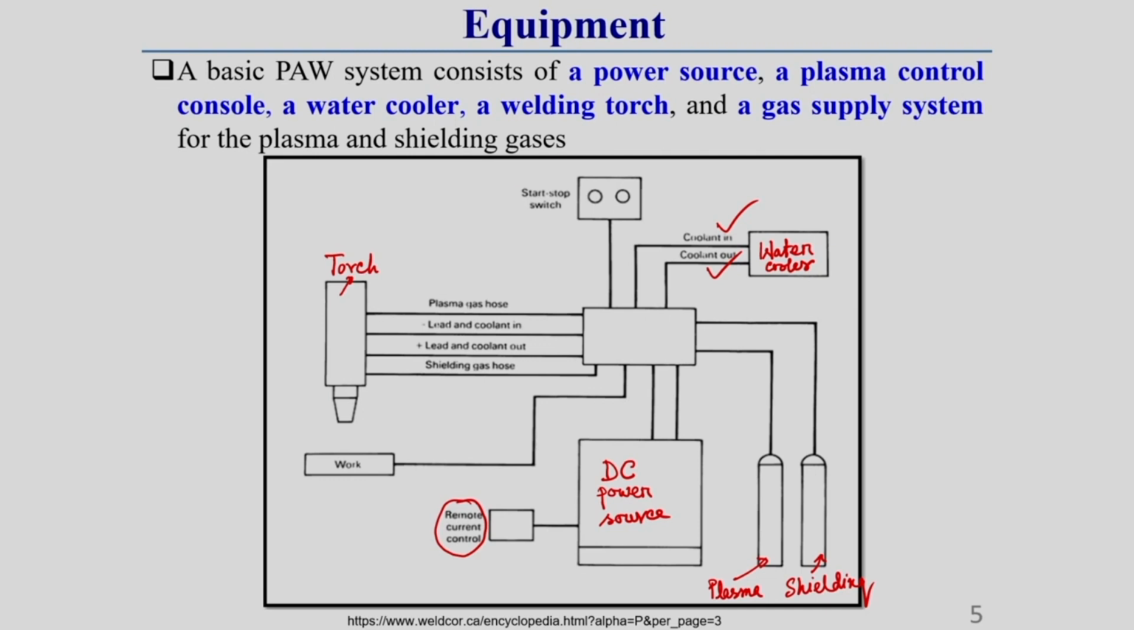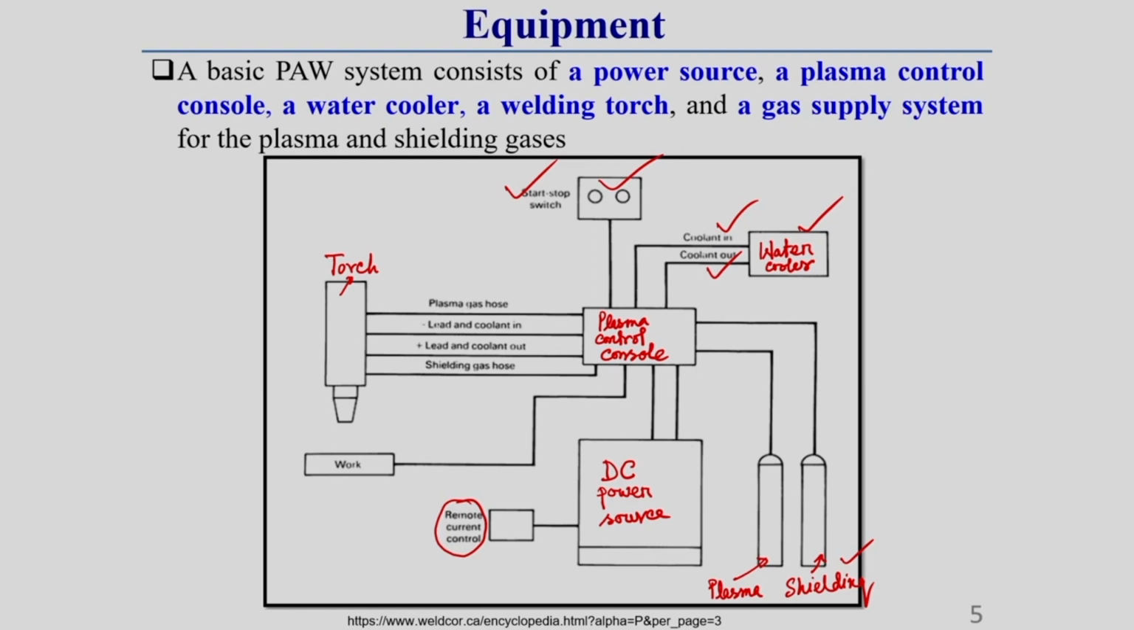Okay. Now there is a switch which is generally used to start and turn off this machine, that I am also showing here. Now you can see the power source, plasma gas, shielding gas, water cooler, everything is connected at a particular location. That location is called the plasma control console. You can see here, this is called the plasma control console. This plasma control console generally controls the entire operation. So, everything is connected at this plasma control console.